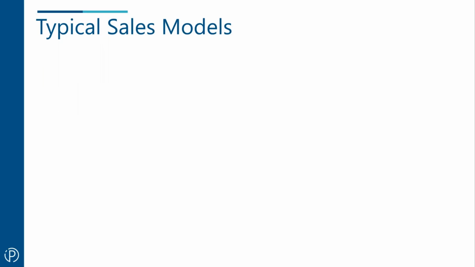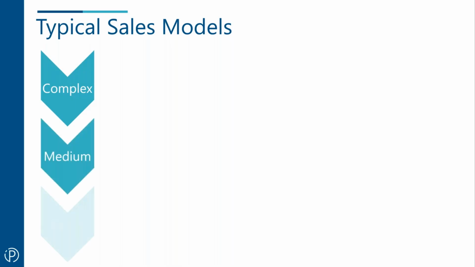So first of all, some typical sales models. Now, I actually did a webinar using these three models a little while ago on managing pipelines. So there's a certain amount of similarity here, but there I focused mostly on how to manage those pipelines, and this time I'm going to focus more on the actual quoting and order entry. Sales models range from very complex sales models through to medium complexity and then quick and simple.